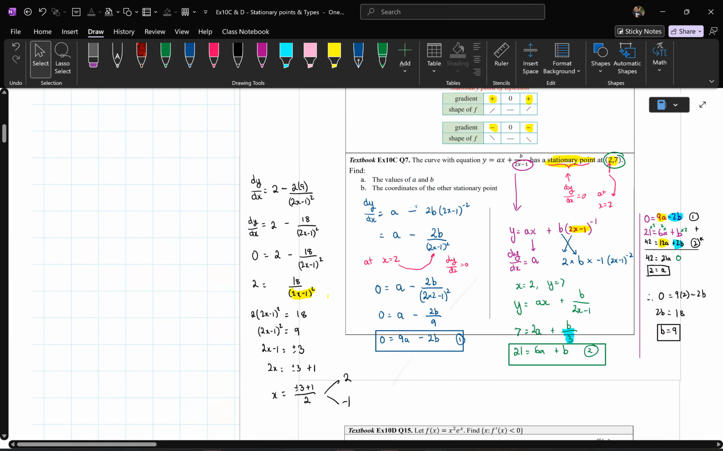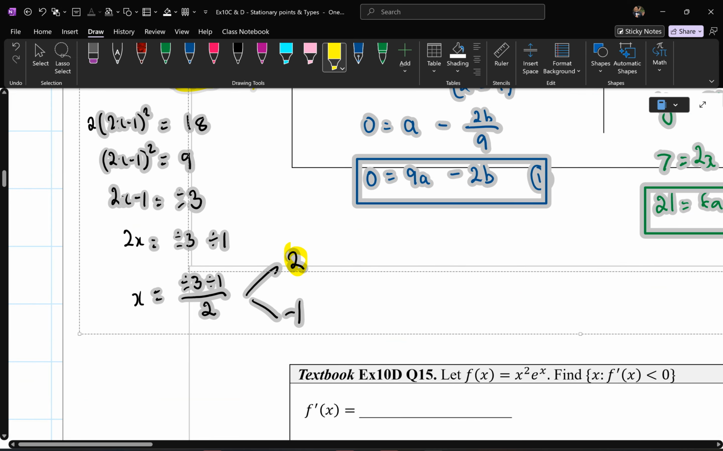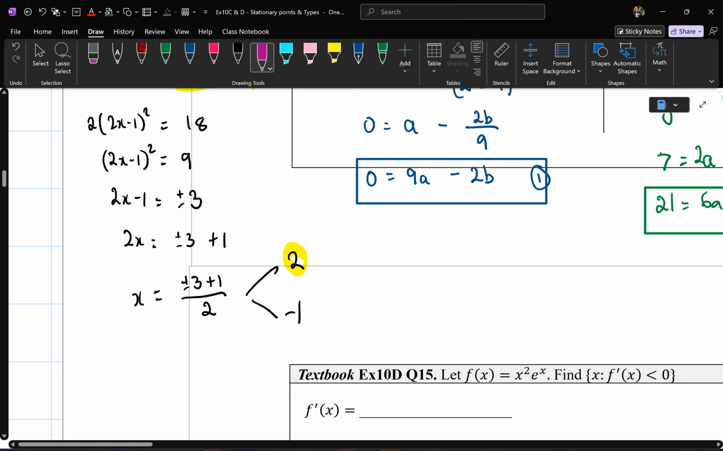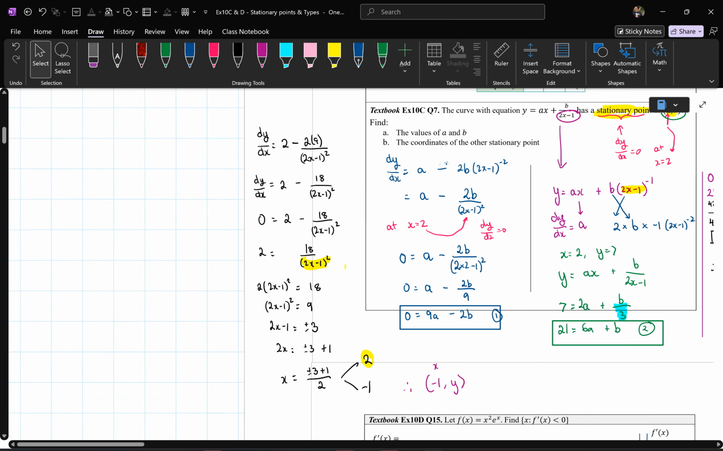All right. And which one do they give us? 2, 7. So we already have this one. We now found the other coordinate is negative 1, y. And that's our next stationary point. To find the y coordinate, what do you do? Beautiful. Sub it back into the original.